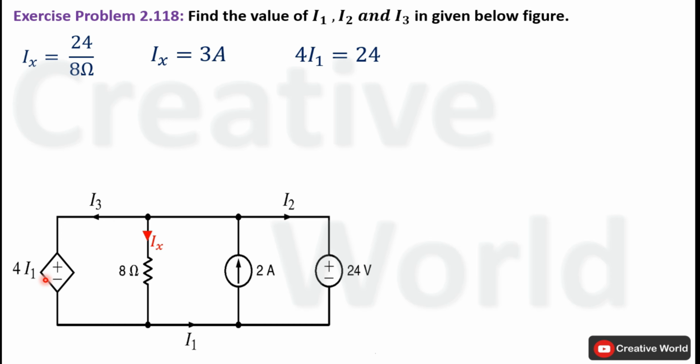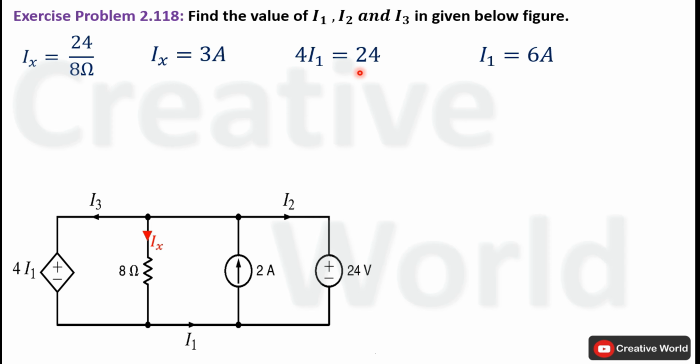Voltage across this dependent voltage source, that is 4 times I1, is equal to 24 volt. Now divide on both sides by 4 to calculate the value of current I1, that will become 6 ampere. From this given information, we succeeded to calculate the value of current I1.